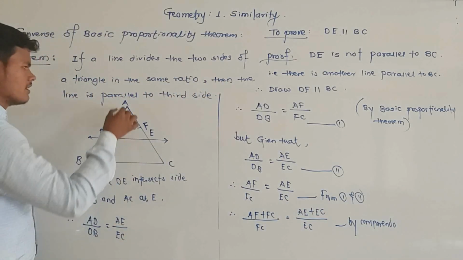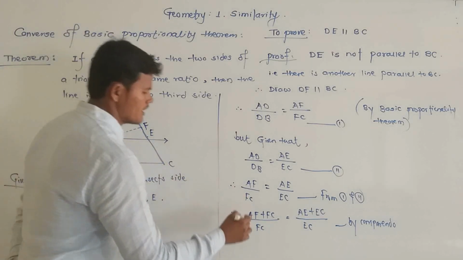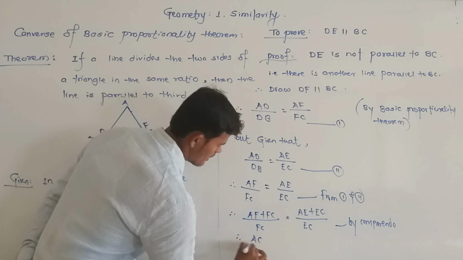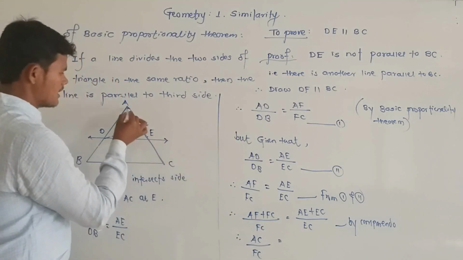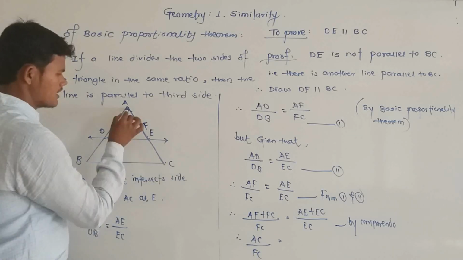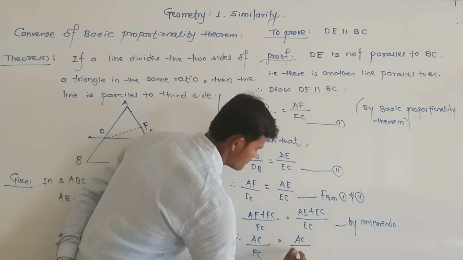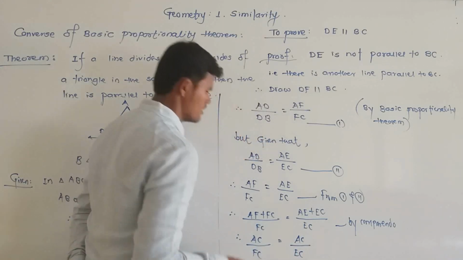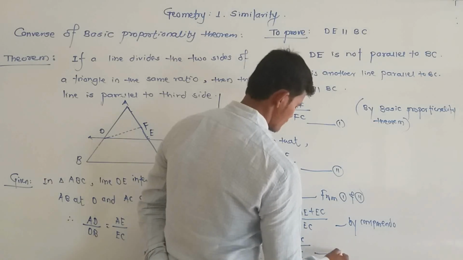AF plus FC is nothing but AC. So we get AC upon FC is equal to AE plus EC, which is also AC, upon EC. So AC upon EC. This is equation number 3.